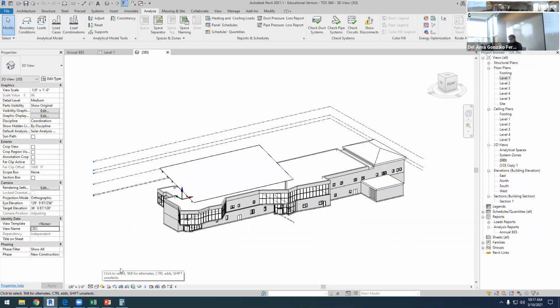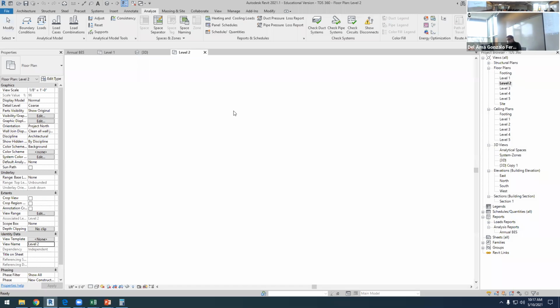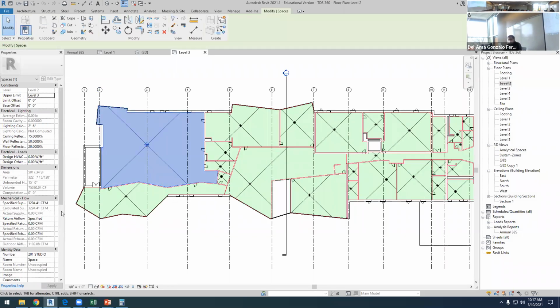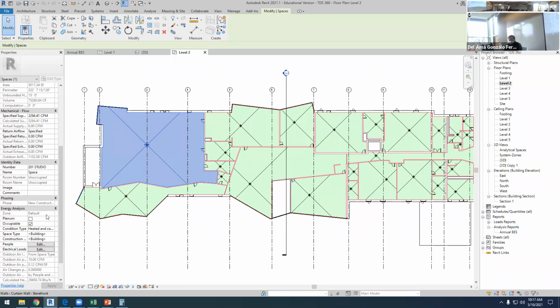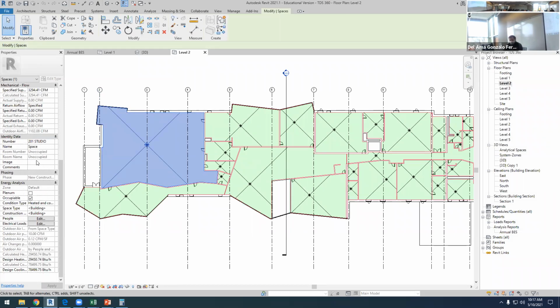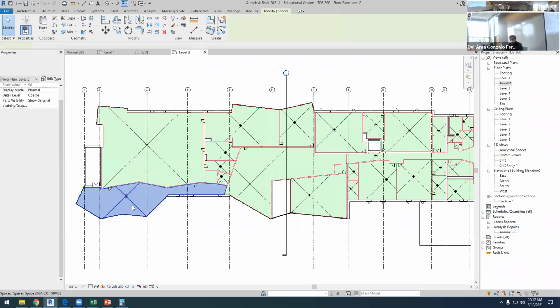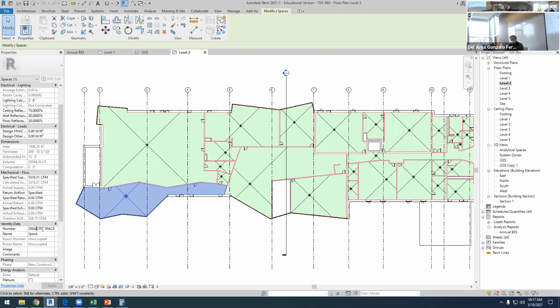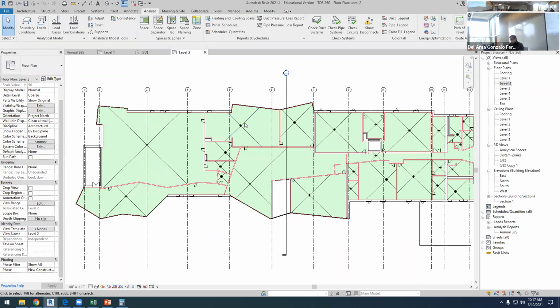So I'll go over it again. Let's open level 2, and we're analyzing the studio and the grid space. You remember that if we select the space, we change it. Okay, so this is the grid space. And let's analyze the lobby.